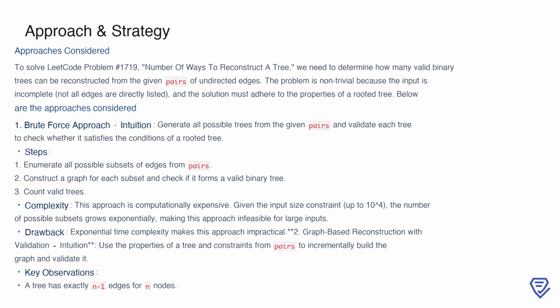Here, we use the properties of a tree and the constraints provided by the pairs to incrementally build and validate the graph. A key observation is that a valid tree has exactly n-1 edges, and there must be a single root node with a degree greater than 1. This method is more structured than brute force, but it still has room for improvement in terms of efficiency.